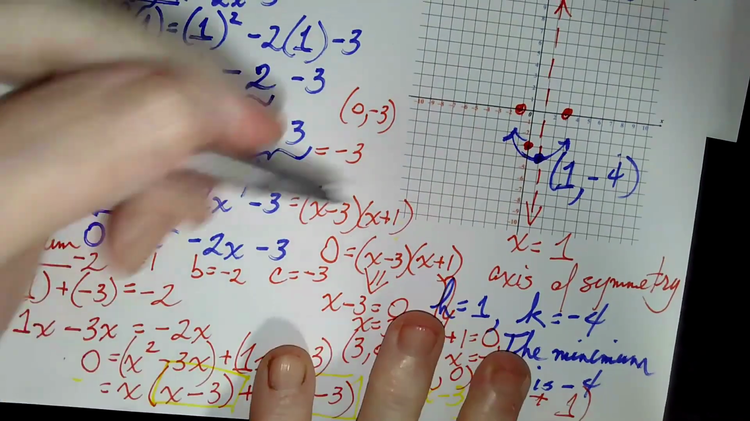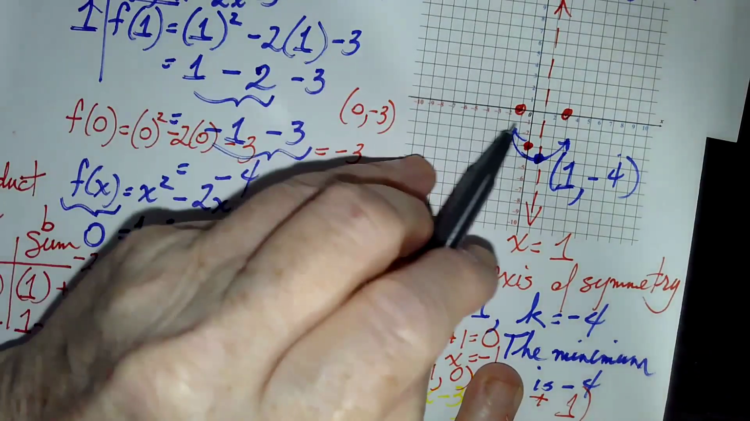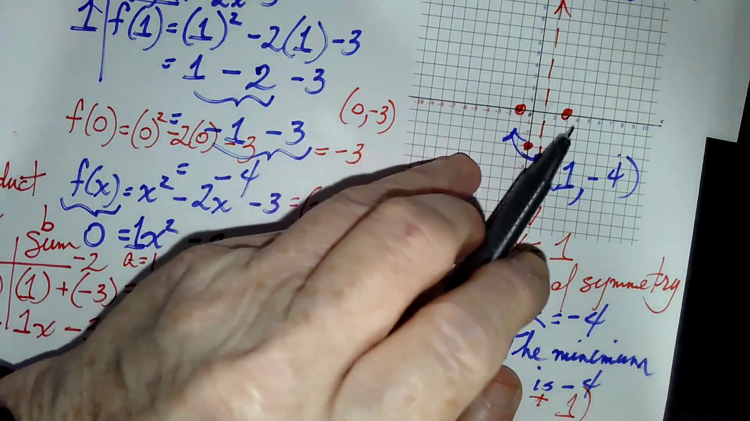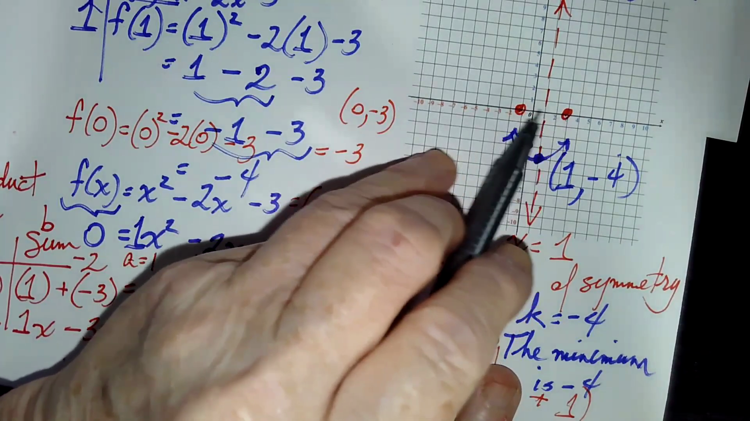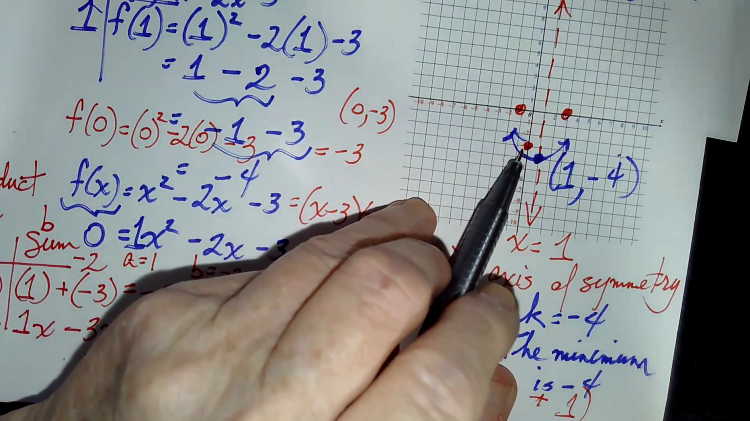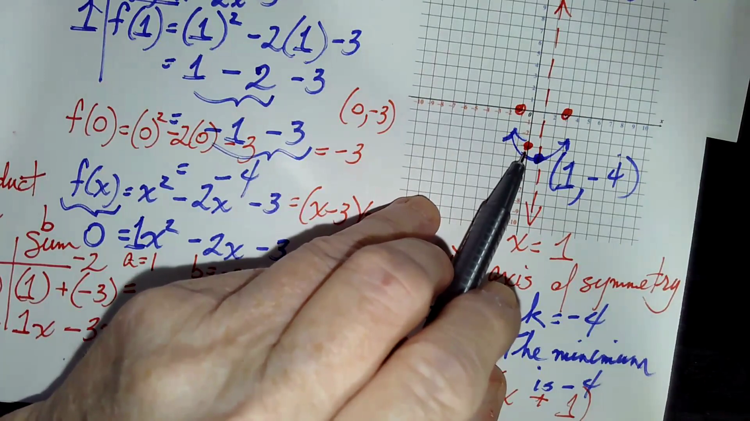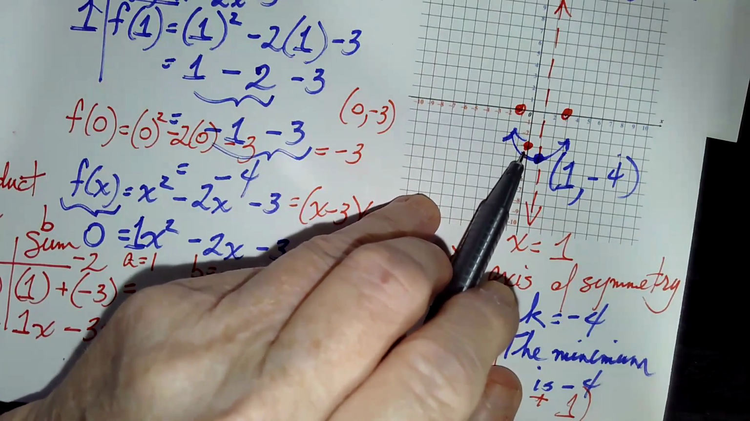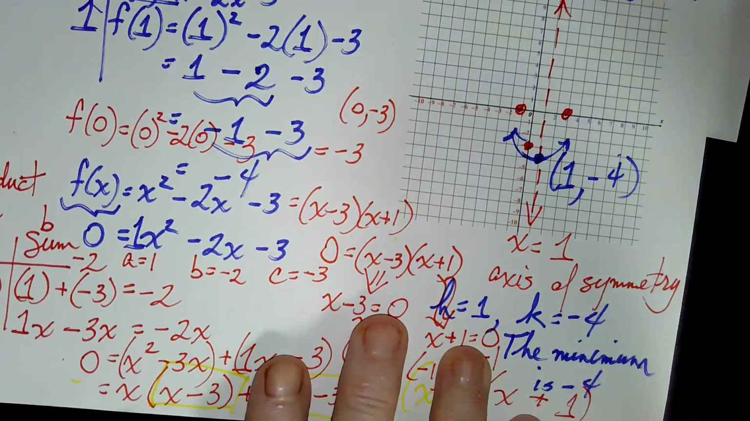Now, I've already got the axis of symmetry. The two x-intercepts are both 2 places away from that axis of symmetry. But I only have one point in the lower quadrant to the left of the axis of symmetry. Can I put in another point without doing any work?